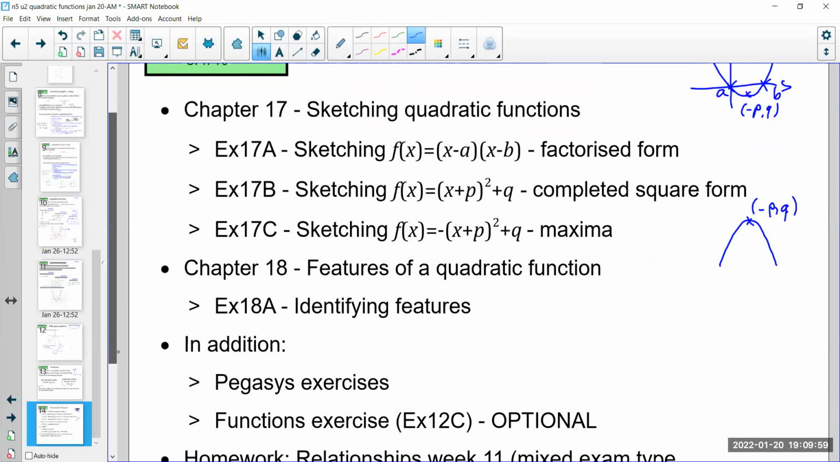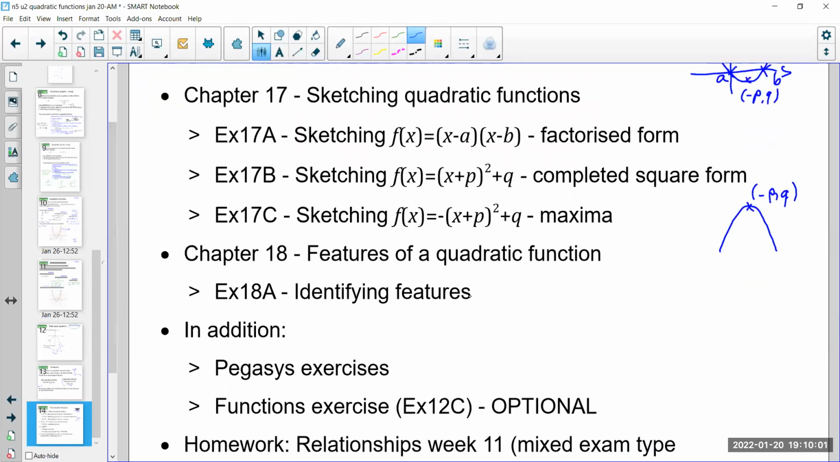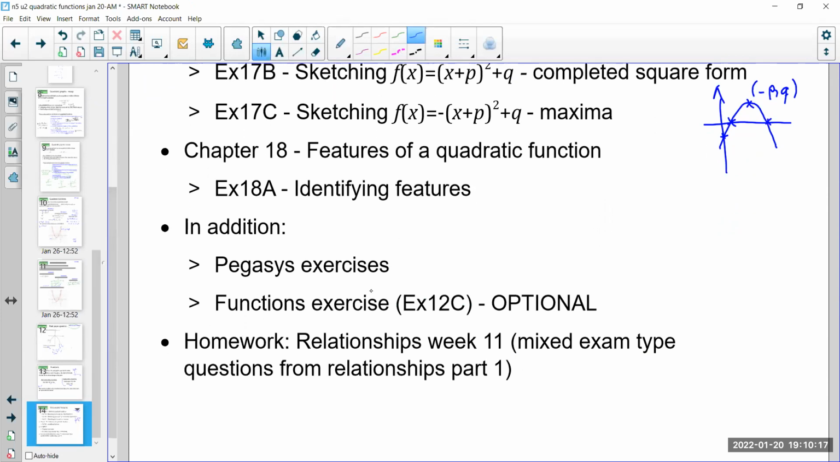And then question 18a is just to identify those features. The intercept, the roots, the turning points. That works with that. Okay, so if you want to do more, there are Pegasus exercises there. And like I mentioned, the function exercise is optional. But if you want to know more about function, page 102 and 103 is what you would need to read.